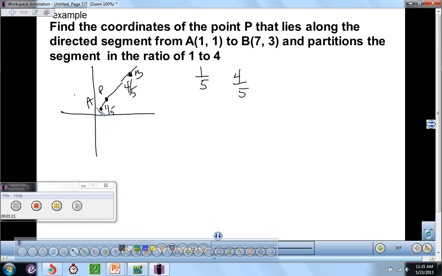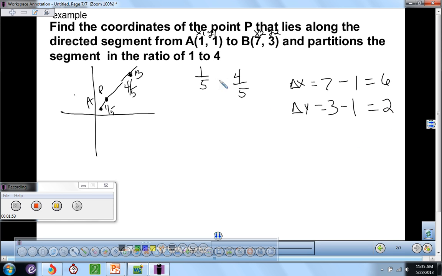Alright, so if I'm going from A to P, I have to find the changes. So we're going to start out at A. This would be our X1, this is our Y1, this is our X2, our Y2. Let's look at the change in X, I'll use a little symbol, delta. Change in X, we'll take 7 minus 1, so we get a change of 6 from A to B. And then for Y, we start with 3, subtract 1, and we end up with 2.